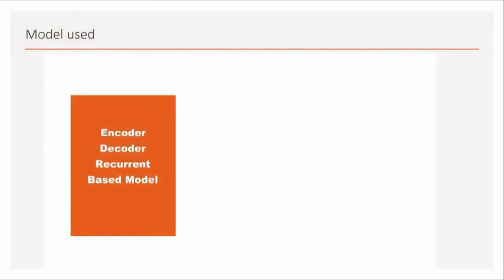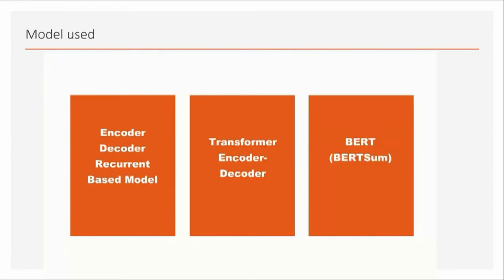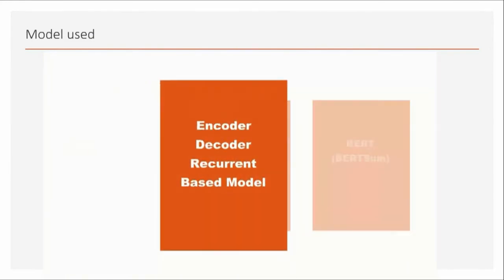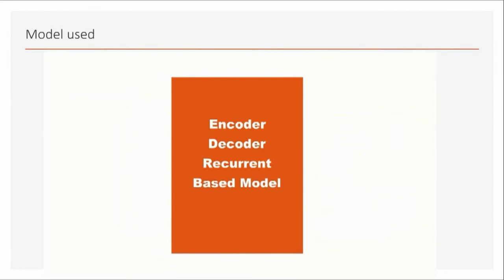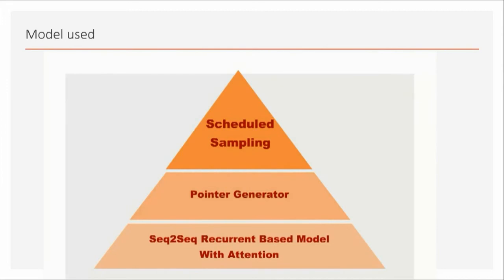There are many models for sequence-to-sequence problems. We have selected the line of research that was researched to solve these sequence-to-sequence problems that we have just mentioned. Our model is based on sequence-to-sequence with LSTM and attention. Then we use a pointer generator model to solve the vocabulary issues. Then we add the scheduled sampling behavior to solve the exposure bias problem.